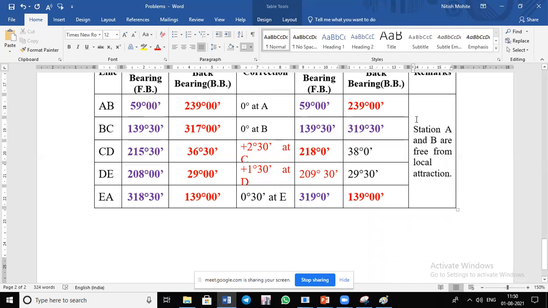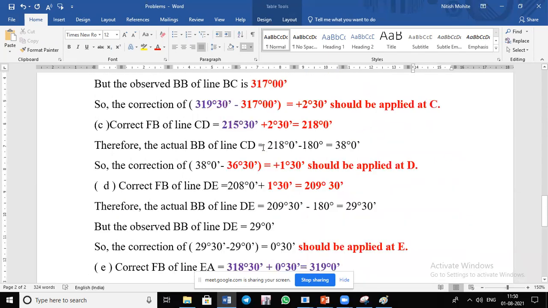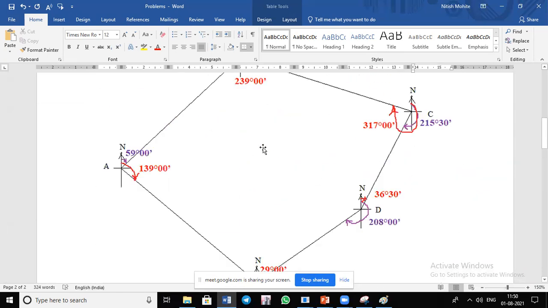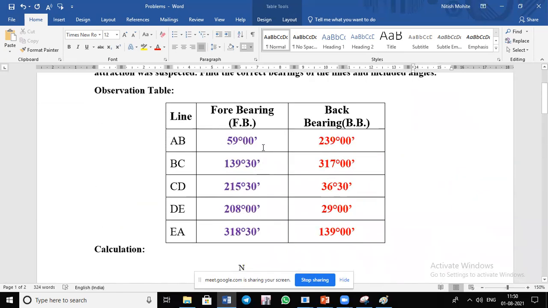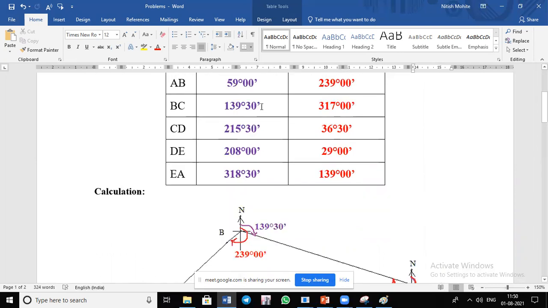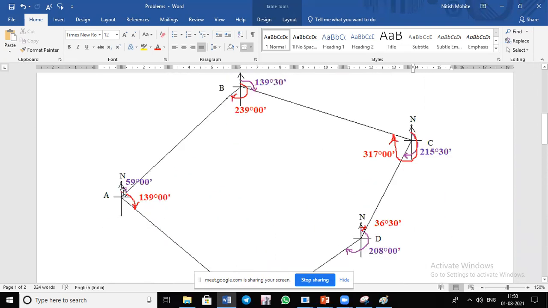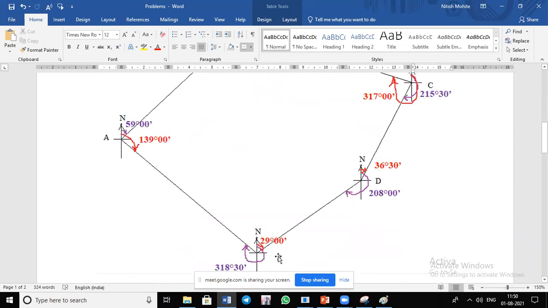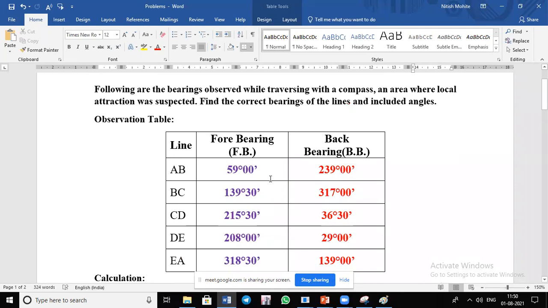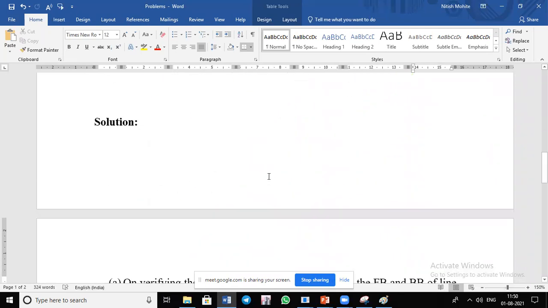Okay, so we'll have a quick look at how we have solved this problem, or correspondingly the readings which were taken on the practical side. Okay, so these were the readings which were taken on the field. So for that purpose, see the previous video of the practical. Okay, so by keeping the prismatic compass at A, B, C, D, and E, each of these readings was noted down, forebearing and back bearing.